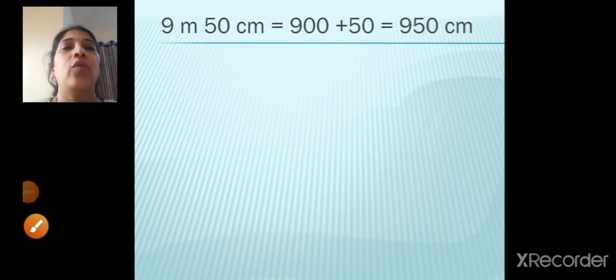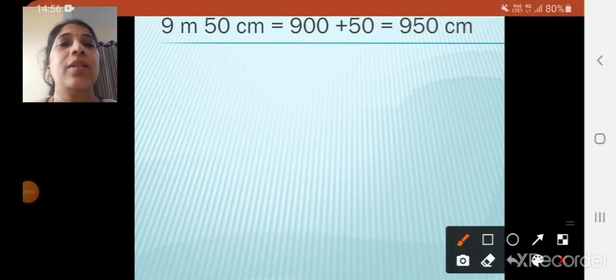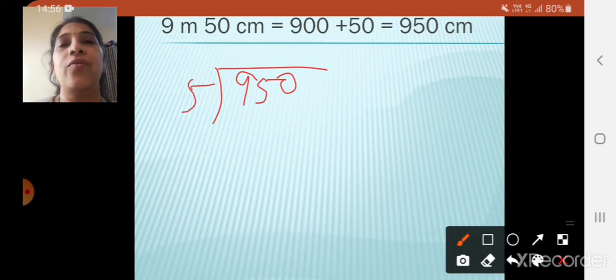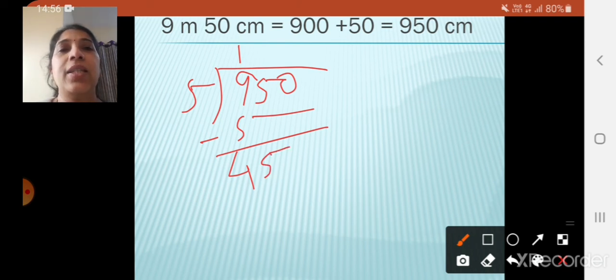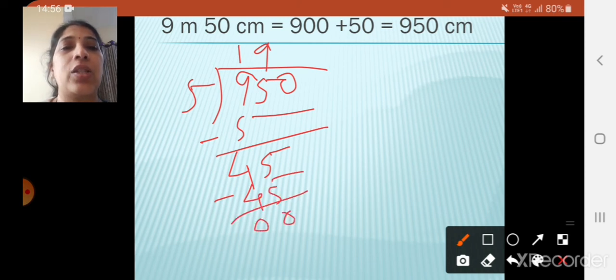So now children, what we will do? We will take this 950 divided by 5 because we have to cut it into 5 centimeter each, right? So 5 ones are 5. So 9 minus 5 is how much? 4. Now we'll take the second, because now 4 is not divisible by 5. So we'll take the second digit down. 5 9s are 45, right? So you will write minus 45. So you get 5 minus 5, 0. 4 minus 4 is 0.